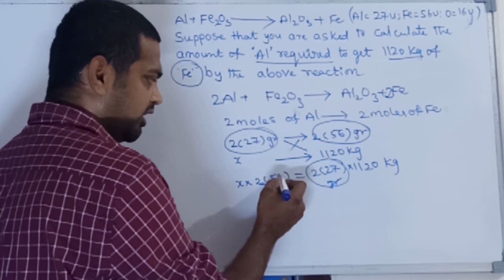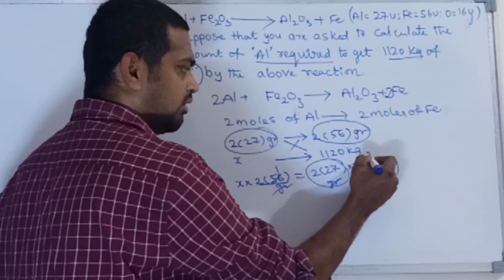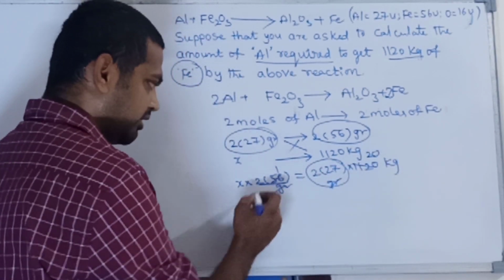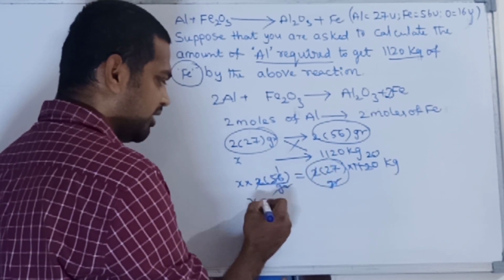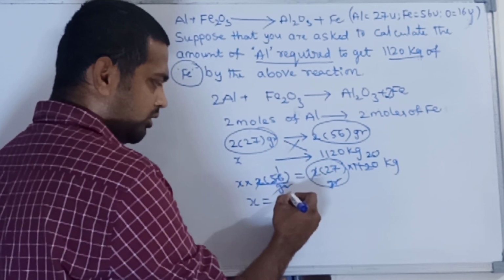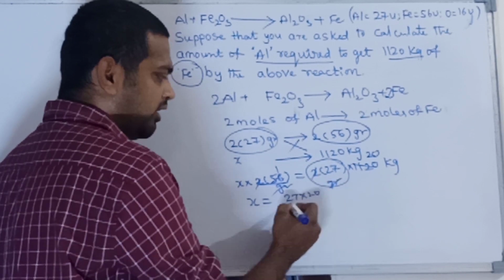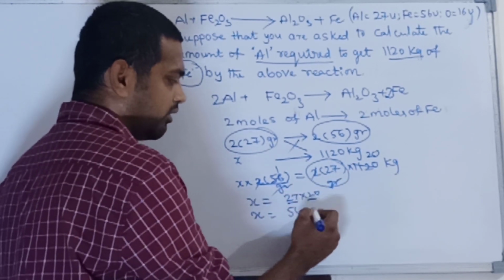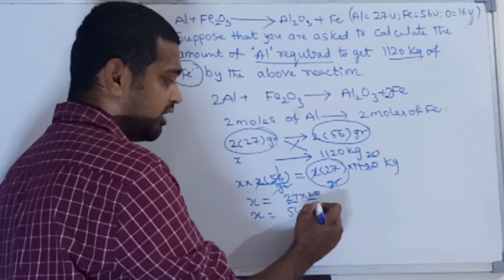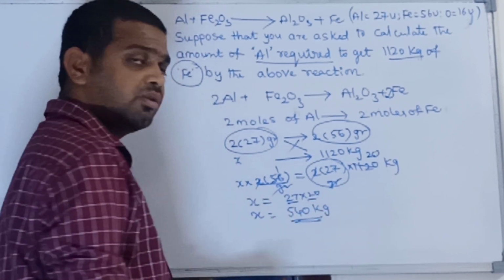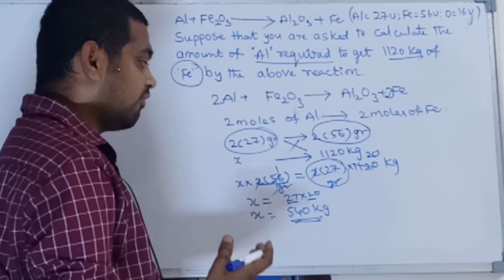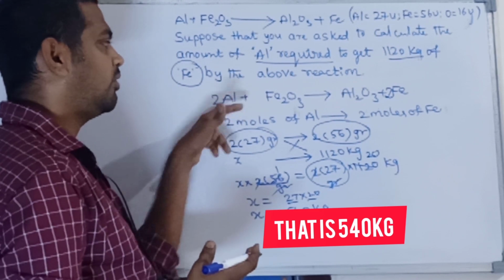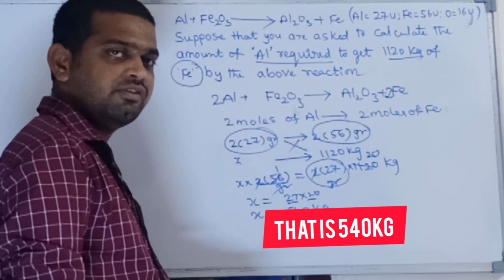So after that, you will get 5 ones are 5, 2 sixes are 112, again 10 is there. After that, these 2 and these 2 will get cancelled. The remaining will be x is equal to 27 into 20. 27 doubles, nothing but 54, and 10 is there. That's why I kept here 10. So we need 540 kgs of aluminum to get 1120 kgs of iron.